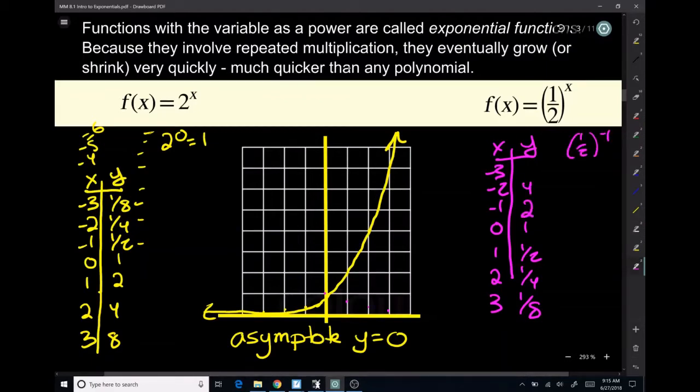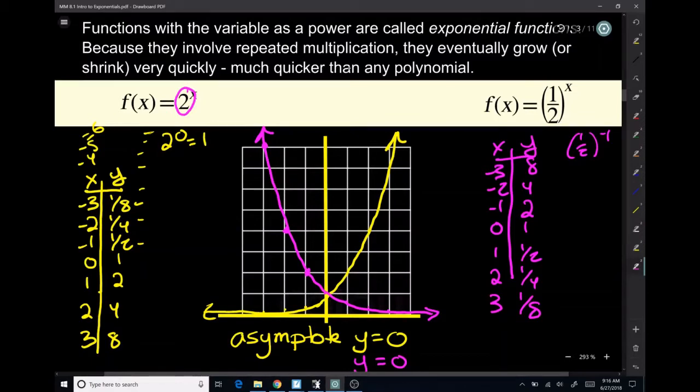So 1/2 to the negative 1 is just 2. This becomes 4. This becomes 8. This graph has the same asymptote at y equals 0. I'll graph that one way better.